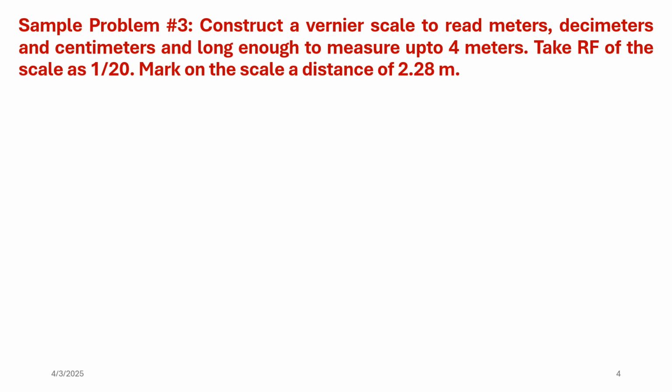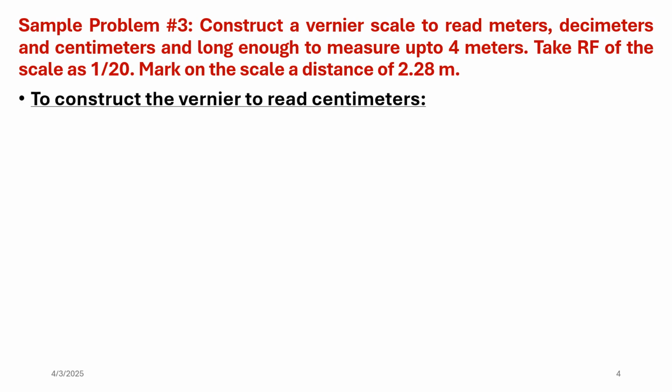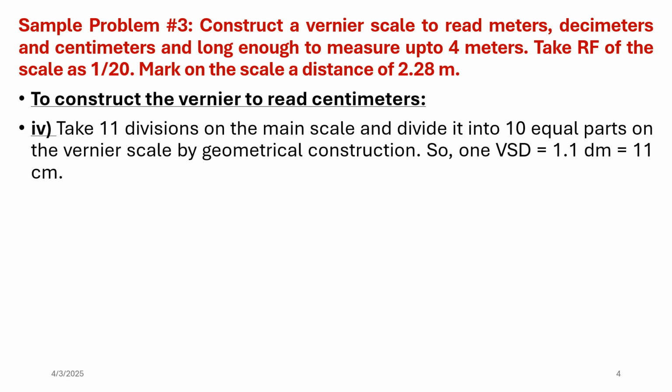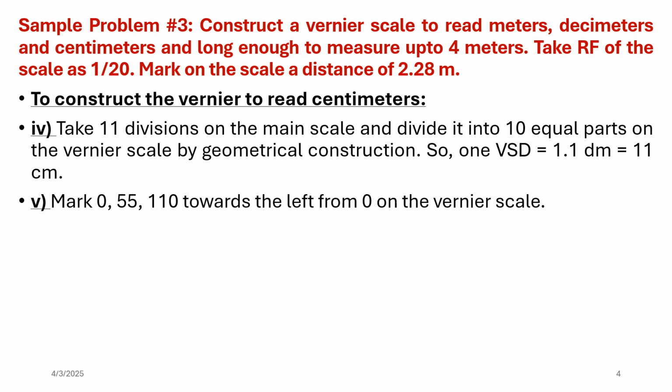Now to construct the vernier and to read centimeters, we take 11 divisions of the main scale and then divide it into 10 equal parts on the vernier scale by geometrical construction. So one vernier scale division will be equal to 1.1 decimeter or 11 centimeter. Then we mark these points as 0, 11, 22, 33, 44, 55 and so on till 110 towards the left from 0 on the vernier scale.